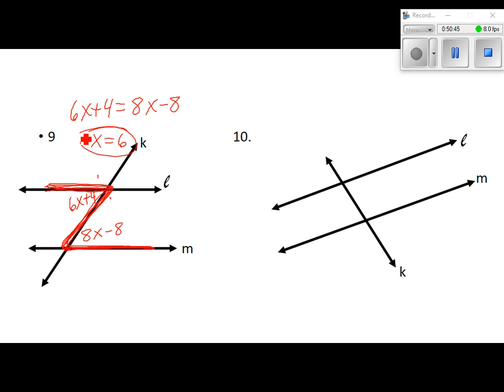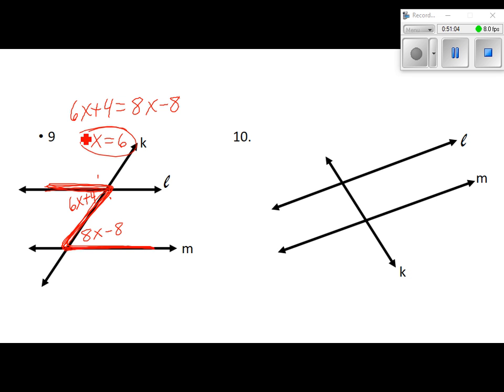What's happening with x and y? Same kind of problems. All they're doing is saying, if we want these lines to be parallel, what does x have to be? The other time they were saying, if these lines are parallel, what's x? Same thing.